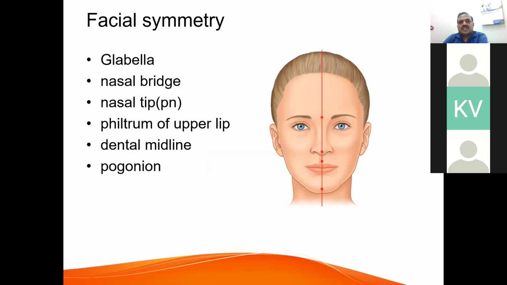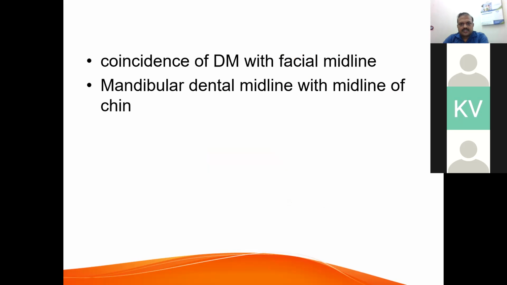Next, coming to the facial symmetry. So the midline points of glabella, nasal bridge, pronasale, philtrum of the upper lip, dental midlines, and pogonion. So the face is divided and the proportionate values are recorded. We have to assess the dental and skeletal midlines and the midline of the mandible with the chin.